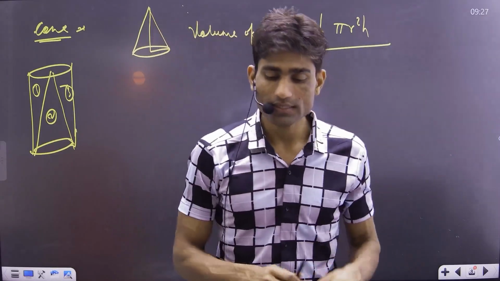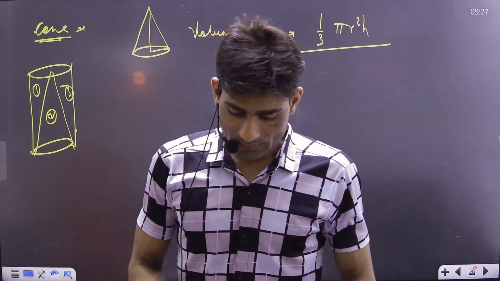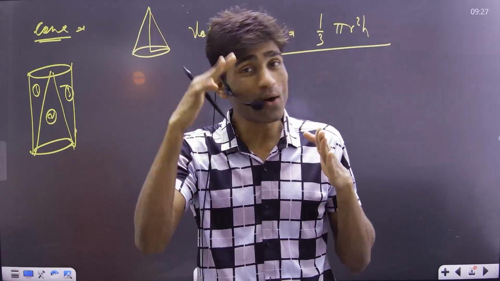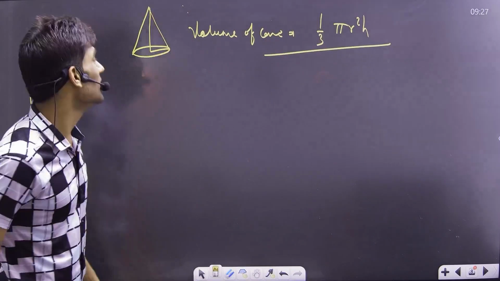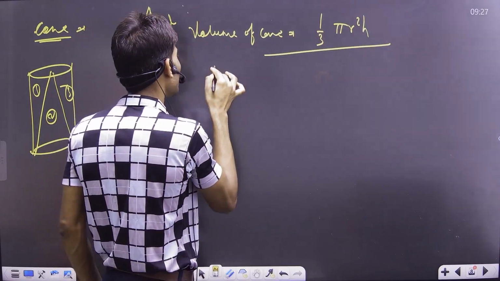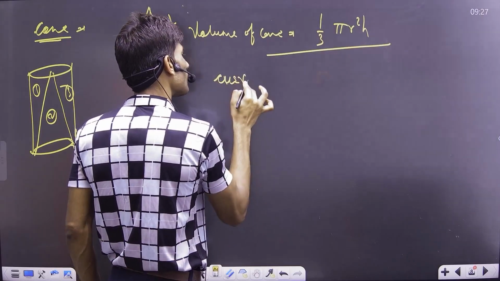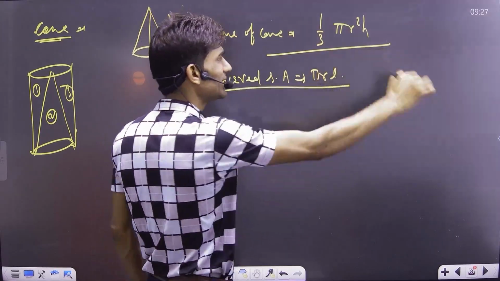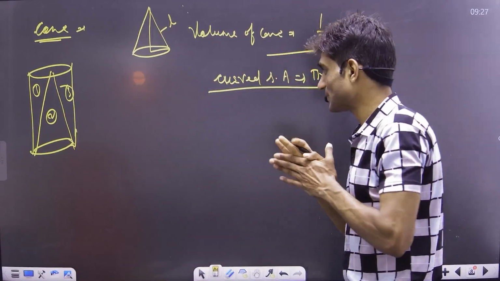Now the curved surface area of our cone. For the curved surface area, we don't use the height, we use the slant height. The slant height we denote as L. Then we write the curved surface area, which is pi r L. This is the curved surface area of our cone.